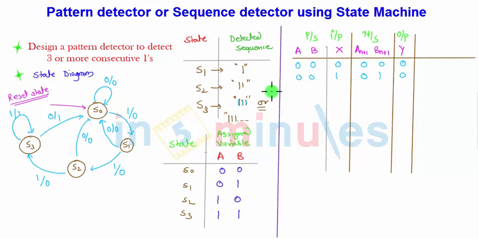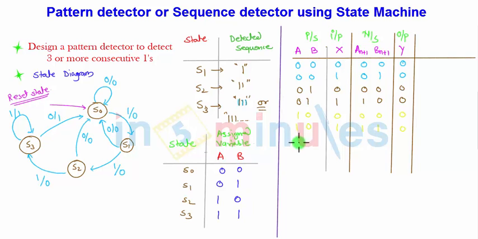For the S1 state, that is 0 1, the input can be 0 or 1. It goes to S0 with output 0, and it goes to S2 with output 0. Next state 1 0 is the S2 state. For S2, for x equal to 0, it goes to S0, output is 0, and for x equal to 1, it goes to the S3 state and the output is 0.